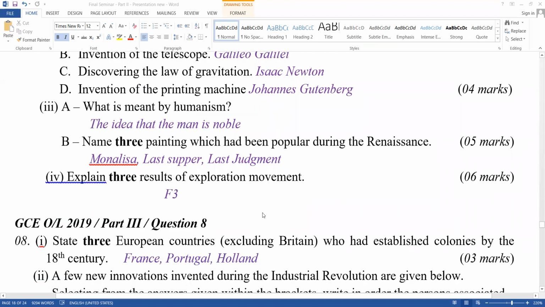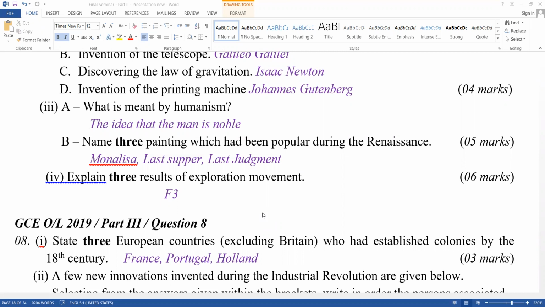2019, state three European countries who had established colonies by 18th century. France, Portugal, Poland. So throughout this seminar, I discussed all the questions of 5 papers: 16, 17, 18, 19, 20. 21, I am not going to discuss it too because they are not repeated last year. So discussing answers for 5 papers is done within this seminar.